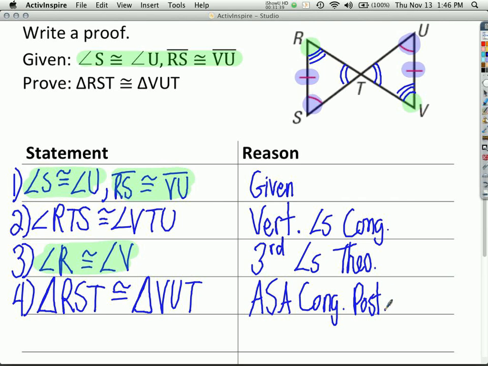So if you group things well, it's really just a four-statement proof. Not terribly difficult. But the logic is the hard part. It was statements 2 and 3 that you really had to work hard at figuring out.